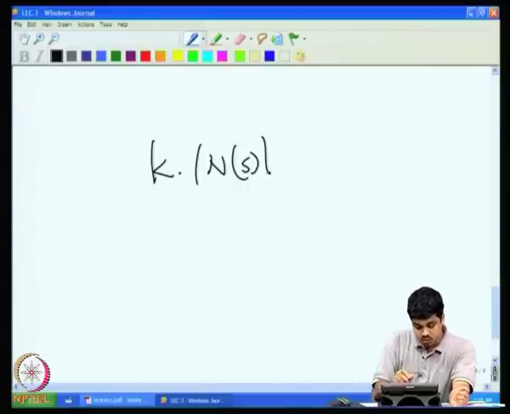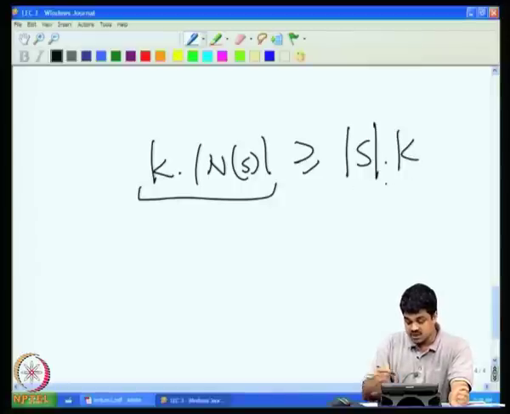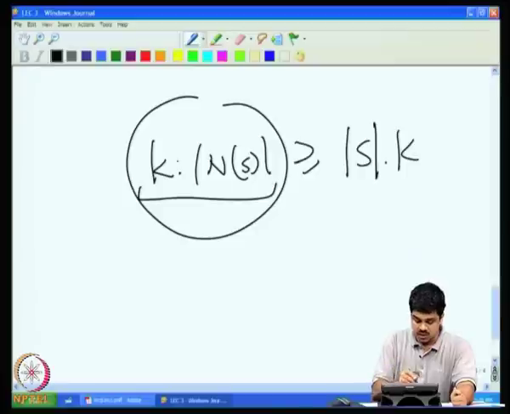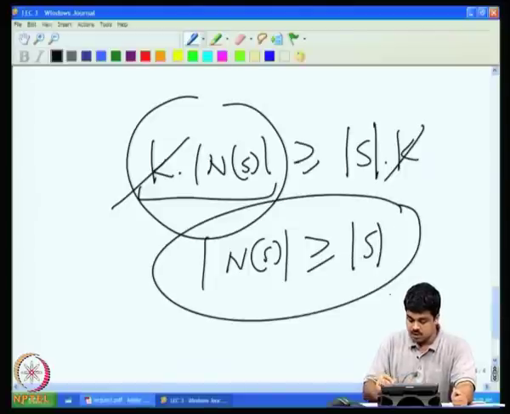But then, definitely this number has to be greater than or equal to this number, because S into k edges has to get into it, and only this many can come into it, right. Which essentially means that this has to be greater than this. Now, cancelling k and k, we get N of S is greater than or equal to S.